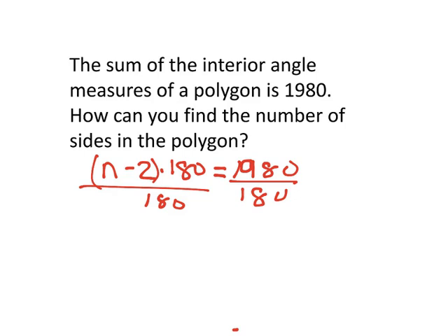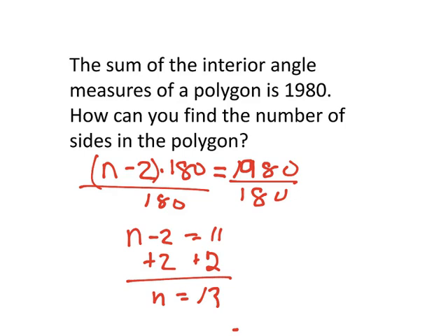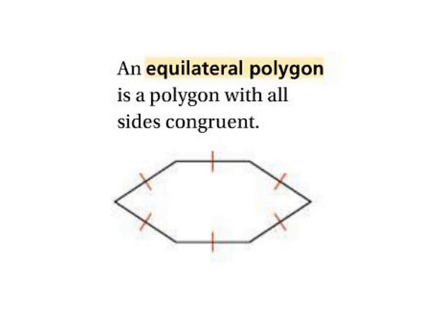1,980 divided by 180 is 11. So n minus 2 is equal to 11. Add the 2 to both sides. n equals 13. So we should have 13 sides for a polygon to have 1,980 degrees in the interior angles.